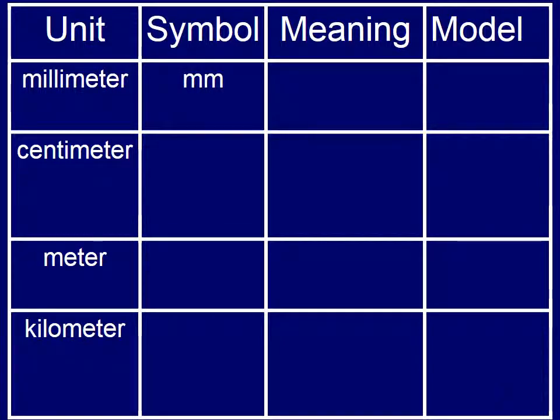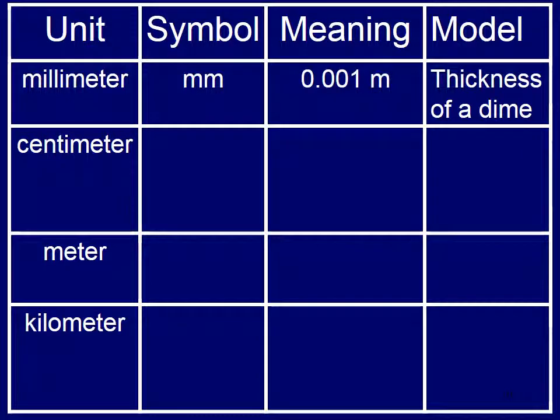The symbol for it is mm. So anytime you say mm, that means millimeter, the smallest unit of measure. Now, this actually is 1/1000th of a meter. Or in our decimal system, we see it a lot of times as 1/1000th as a fraction. Now, the actual size of that, if you can envision the thickness of a dime, that would be the length of 1 millimeter.